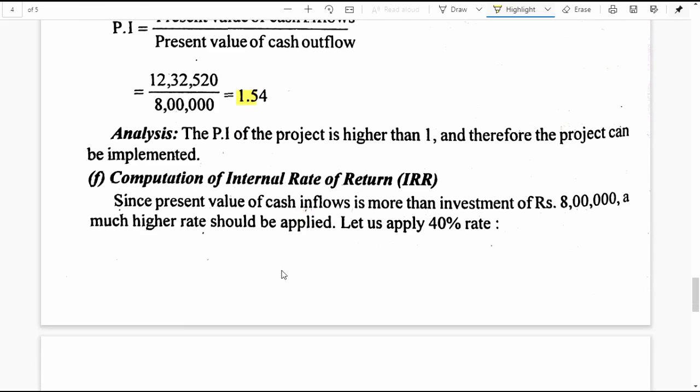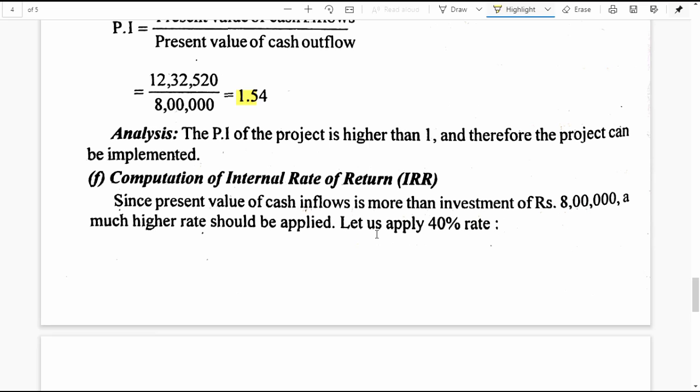Then the next one is about computation of internal rate of return. Internal rate of return is a rate at which the present value of cash inflows of a capital investment project is equal to the present values of cash outflows of the project. Here, since the present value of cash inflows is more than the cash outflows of 8 lakh rupees, a much higher rate should be applied. As you all know, if you have watched my previous videos, especially the video on calculation of IRR, IRR is normally calculated using the trial and error method, and we are going to make an attempt with another rate.